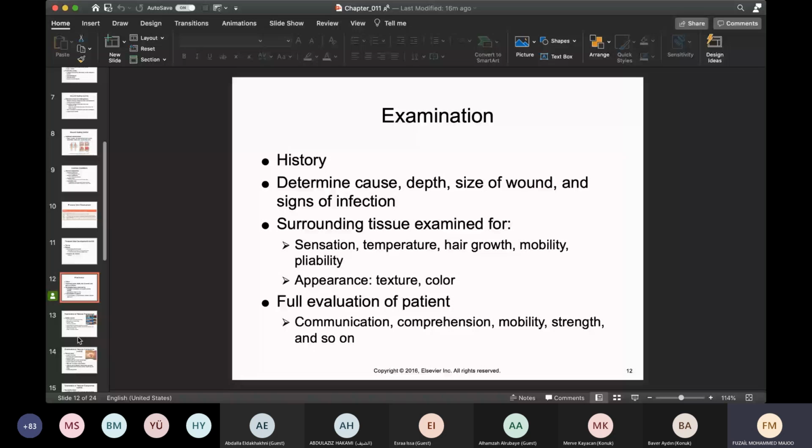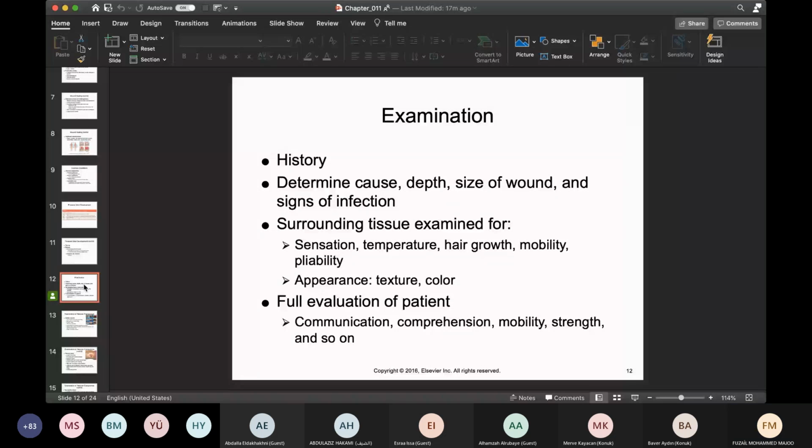So as a physical therapist, what do you want to do? Well, you want to get the history of your patient, obviously, during your examination. Determine the cause, the depth, the size of the wound, and also see if there are any signs of infection. Check the area around the tissue for damage. So again, you're looking at, if there's sensation, does it feel hot when you palpate? Is there any hair growth there? Are they able to move around?